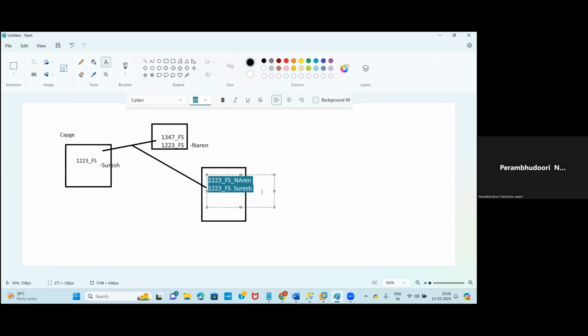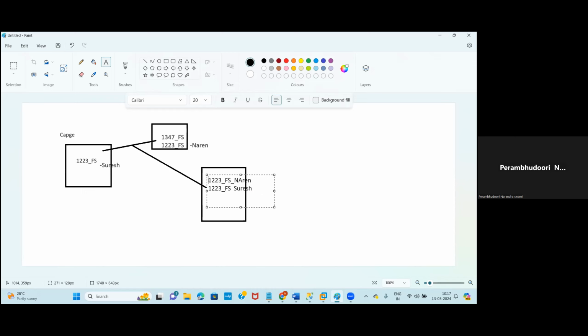Now if you call using the employee ID 1223_FS, you will get two records, Naren and Suresh, and you will get confused about which record is for Naren and which is for Suresh.